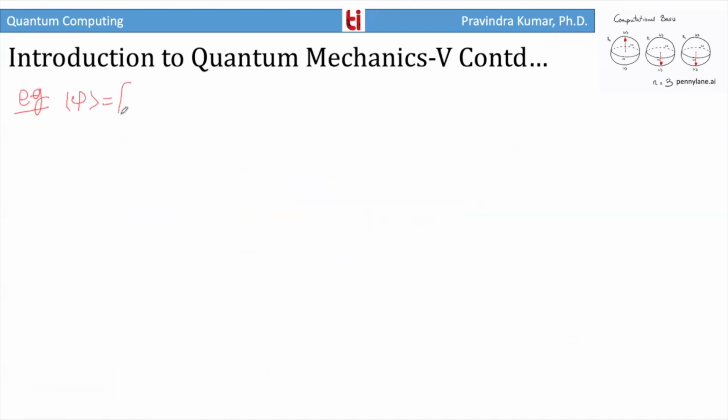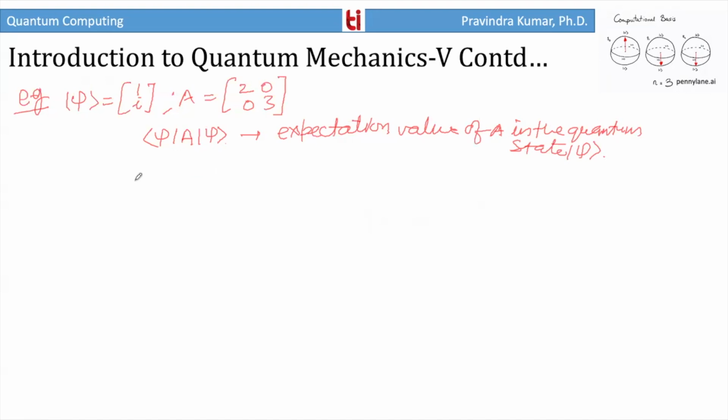Let us consider one example. Let psi be [1 i] and operator A be the matrix [[2 0],[0 3]]. This is a square matrix. We want to compute <psi|A|psi>, meaning the expectation value of A in the quantum state psi. So this is basically the inner product of bra psi and A ket psi. So first we compute A ket psi. A ket psi is equal to the matrix [[2 0],[0 3]] times ket psi, which is [1 i]. So it is equal to [2 3i].